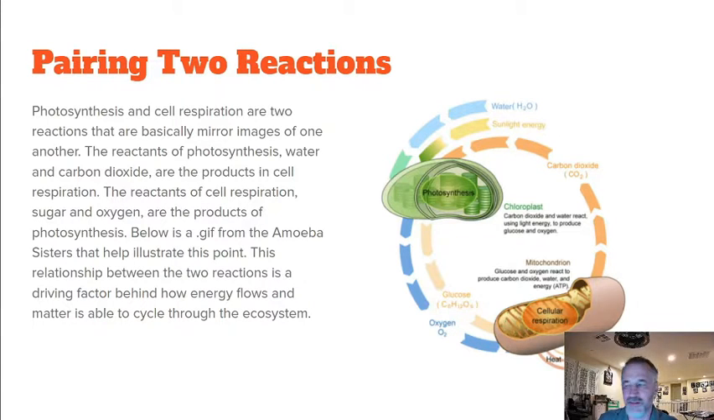All right, so let's pair these two reactions, and we're getting close to the end. Photosynthesis and cellular respiration are two reactions that are basically mirror images of one another. The reactants of photosynthesis, water and carbon dioxide, are the products in cellular respiration. The reactants of cellular respiration, sugar and oxygen, are the products of photosynthesis. If you take the products from photosynthesis and flip them over to the left, and then the reactants and flip them over to the right, you have basically the same reaction. So they're kind of opposites of one another, moving in one direction as opposed to the other.